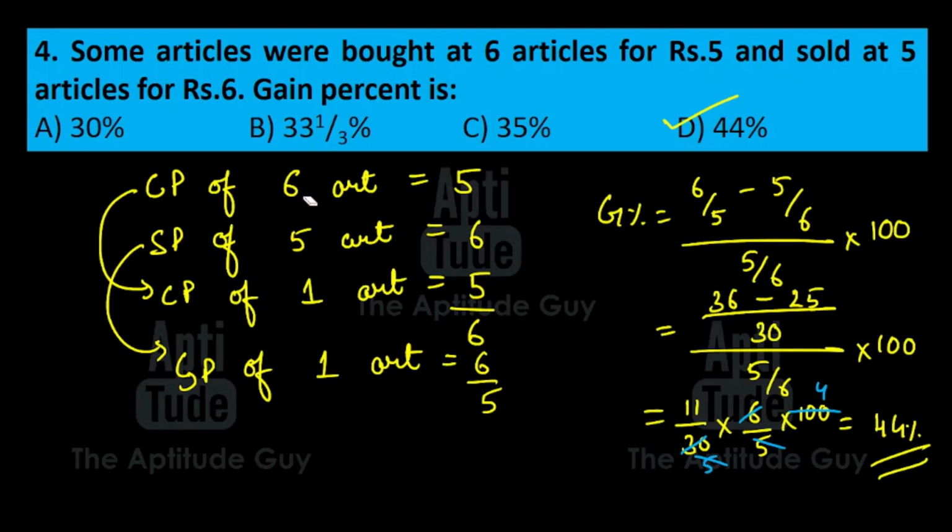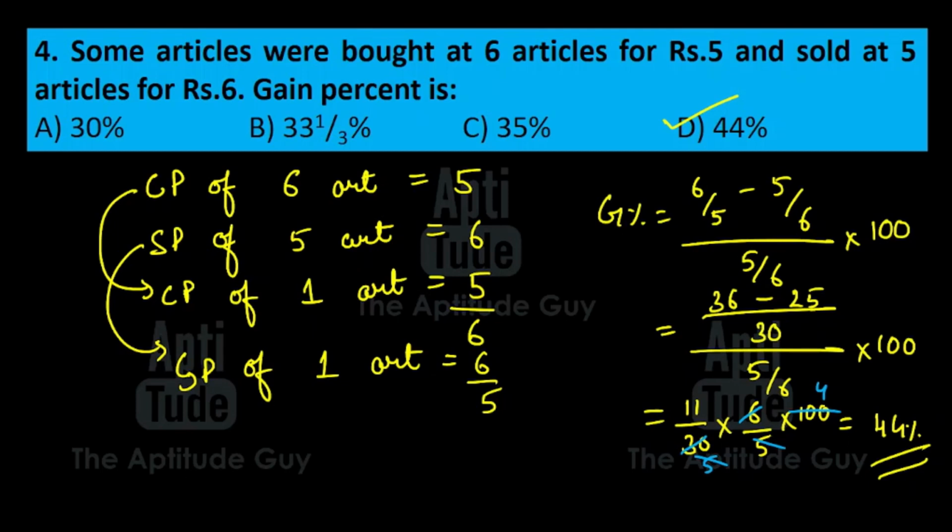So cost price of 6 articles is 5 rupees. Cost price of 30 articles will be 5 into 5, 25. Similarly, selling price of 30 articles will be 36. And then you can solve it like a normal question. That is not a wrong method, but that method has some limitations.